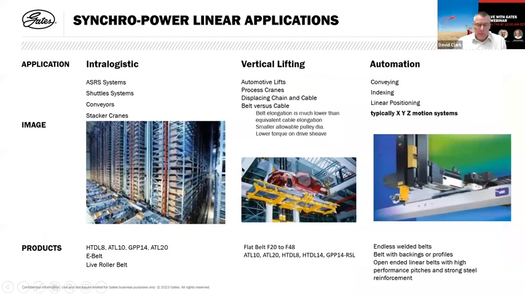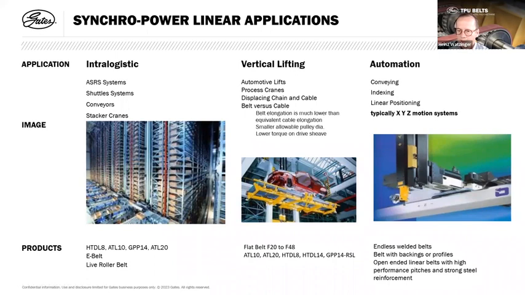David, if you could switch over. The linear belt is the open-ended belt manufactured in standard roll length in different pitches, constructions, and tooth shapes. In the industries, we see linear belt in intralogistics, which is an expanding market. We have various products for different applications within automatic warehouses, such as E-belt for shuttles, high-performance steel reinforced belt for ASRS systems and stacker cranes.